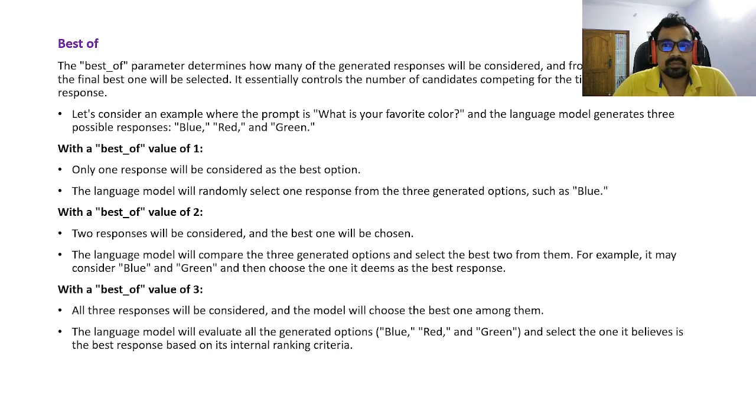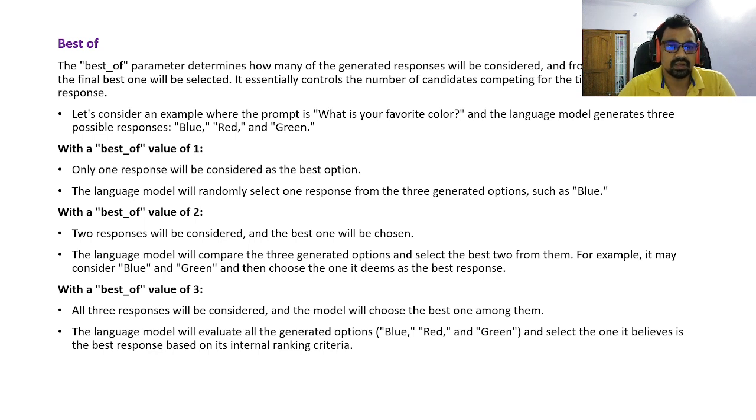Best of. The best of parameter is how many generated responses will be considered, and from those responses, the final one will be selected. It essentially controls the number of candidates competing for the title of the best response. Let's take an example. What is your favorite color? The model will generate responses like blue, red, or green. So out of blue, red, or green, if I set the best of value as one, it will choose the best option, best of one.